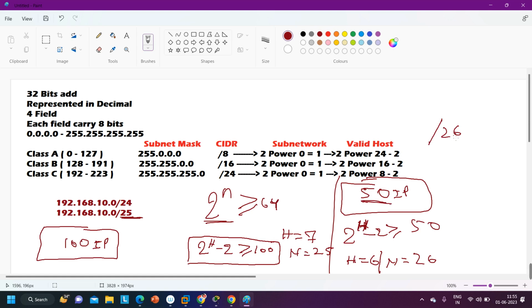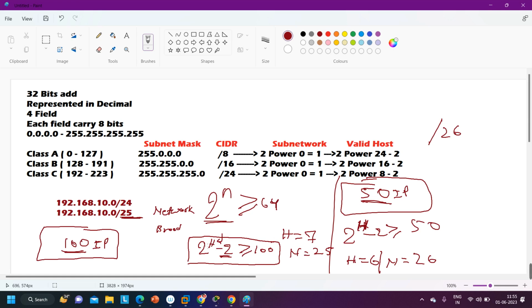I have a question. Right here in the first question, you say you need 100 IPs. Then you put 2 power of h minus 2. Why did you choose h equal to 7? As you know, the first IP address is the network bit and the last one is the broadcast, so that is the minus 2. I'm talking about the h. Why did you choose 7? Because we need 100 IPs, but you choose only 7.